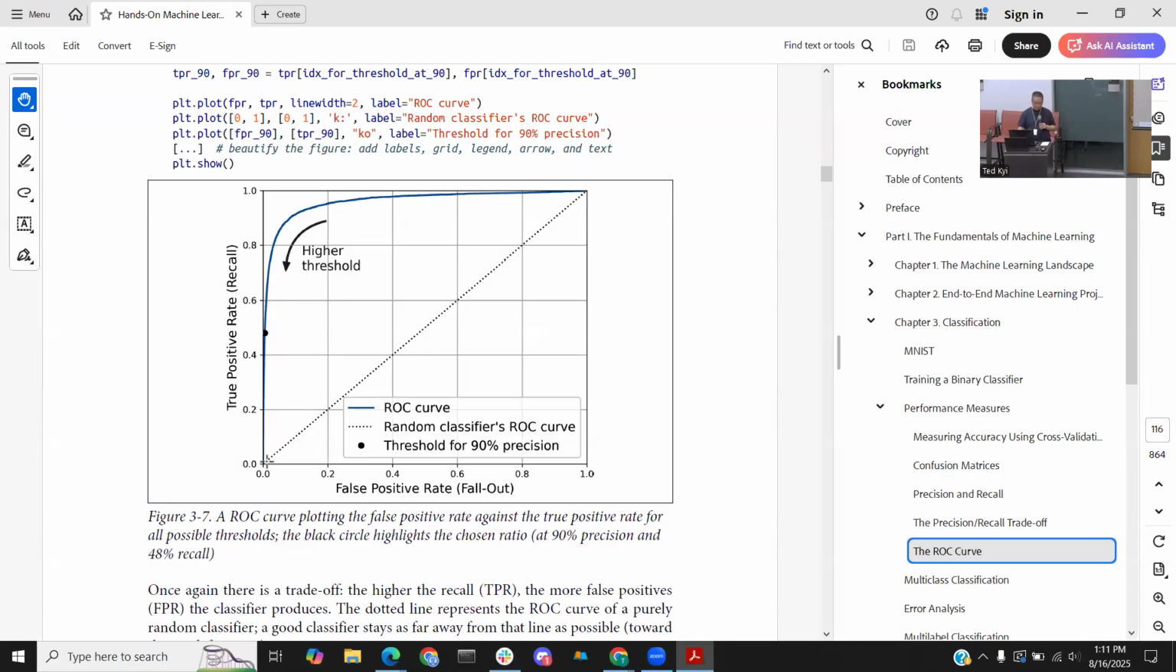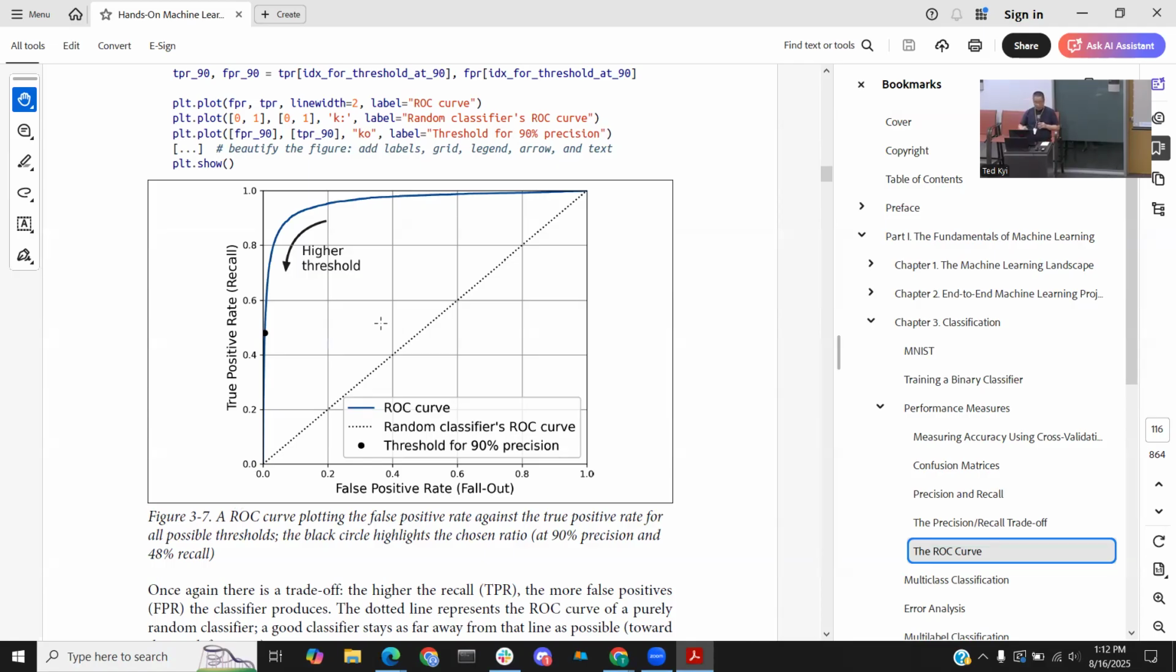It could be that you have one that at the low end looks like this, where it's not very good. It has a lot of positives mixed in with its low predictions, but then it shoots up to the top here. And when it's sure that it's a positive, it's almost always right. So you can and you will have ones that are not symmetrical.